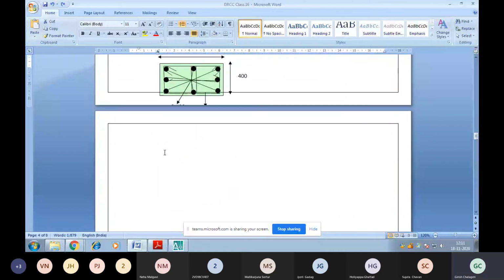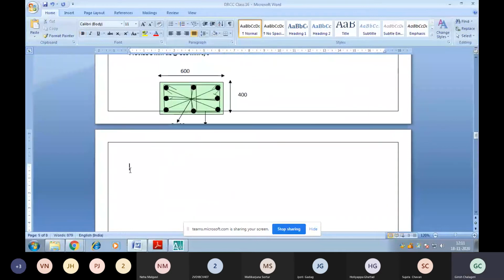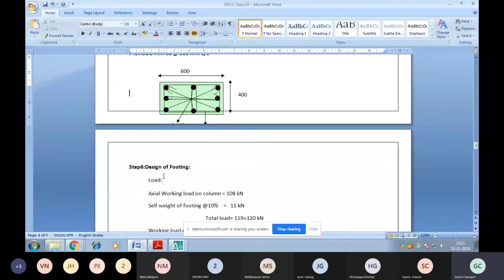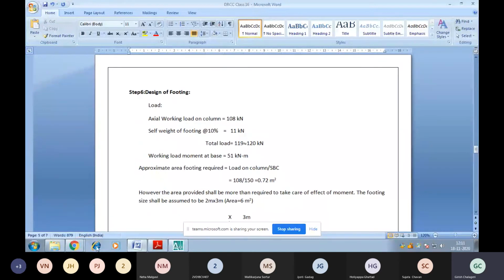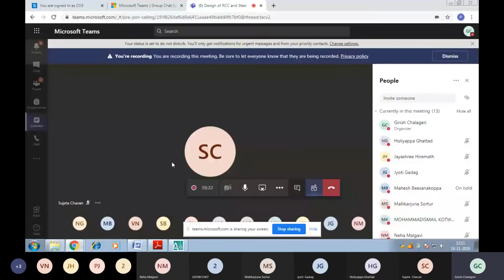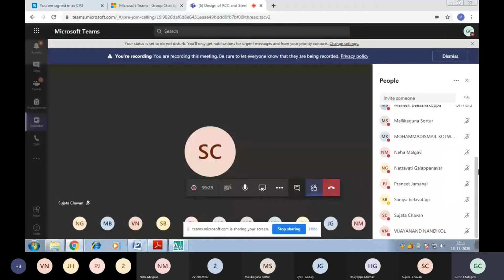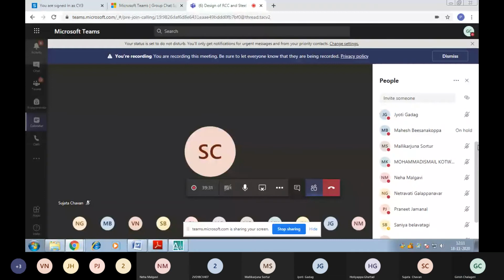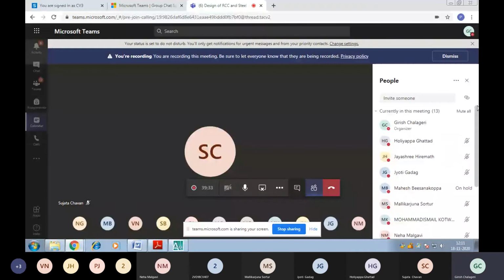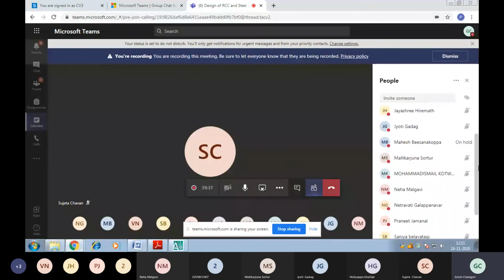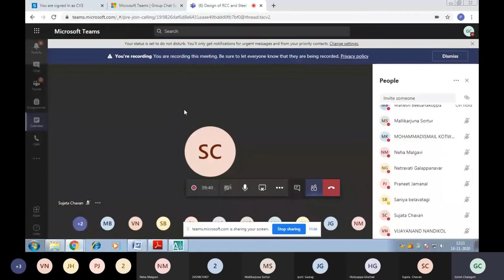So this is regarding the design of columns. Next comes the design of footing. Before going to the design of footing, let us conclude with some details here. Students, is there any problem with this design of columns and beams? Is anybody having any doubts? Before continuing, let us know if anybody is having any doubts, because once we go for footing, we can't come back to columns and beams. So is anybody having doubts?